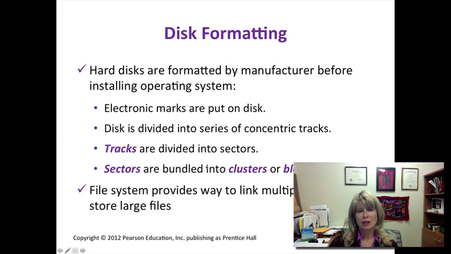Disk formatting is being done automatically now. You don't really have to do too much with it. But just know that your disks are divided into a series of tracks, just like a track. Within the tracks there are sectors, like pieces of a pie, and within sectors are clusters or blocks. Why is this important? There was a time when hard drive space was very expensive, so you wanted to maximize that space as best you could.